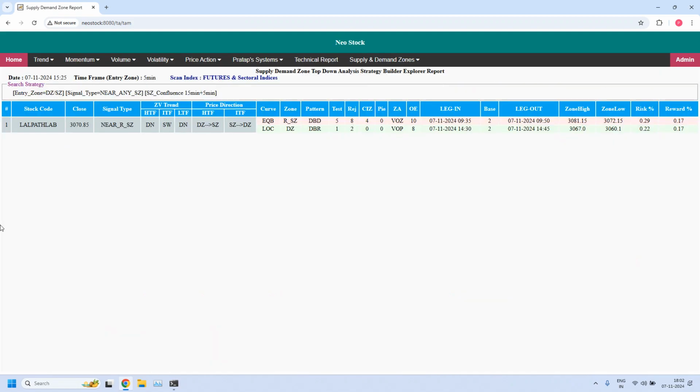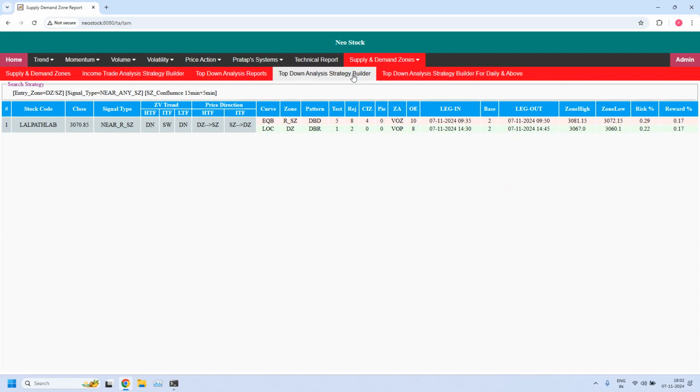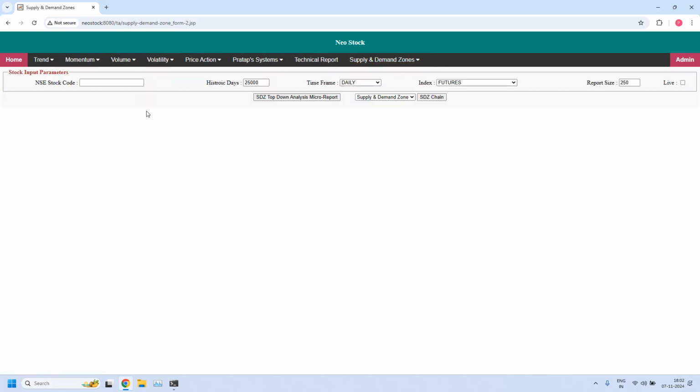Only 1 stock is filtered. So this is about stocks near demand and supply zones, and also we identified daily and 75 minutes high liquidity zones. So the next set of reports are NIFTY and BANKNIFTY supply demand zone chain.